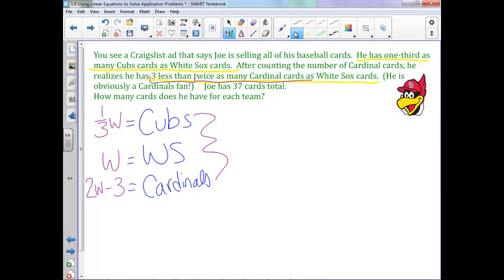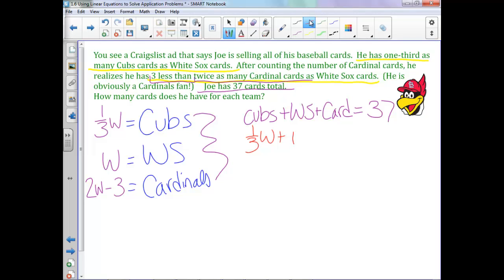Now, we also know that he has 37 cards total. That means the number of his Cubs cards plus the number of his White Sox cards plus the number of his Cardinal cards is 37 total. So now let's substitute in our expressions that we already found. So for Cubs, we know he's got 1/3 W. He's got W many White Sox and 2W minus 3 Cardinals. And now we'll just solve this.